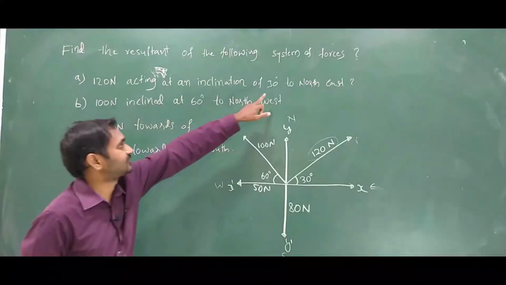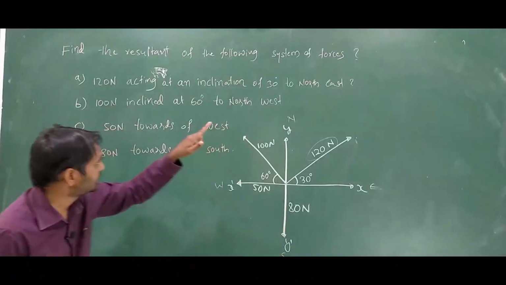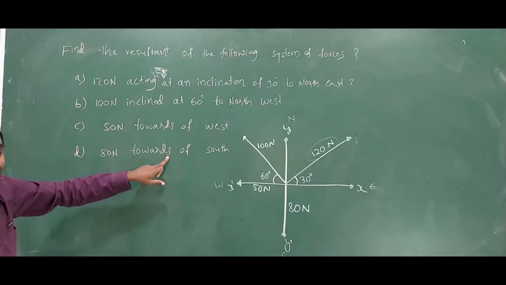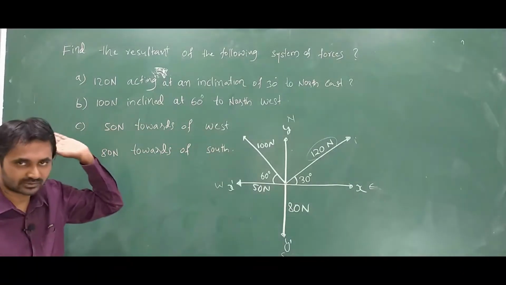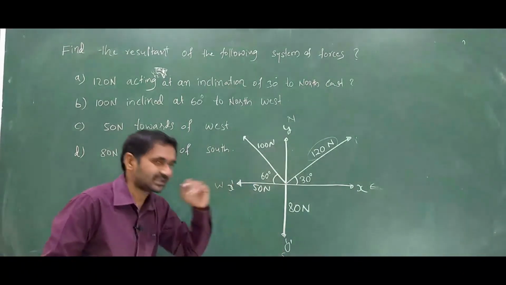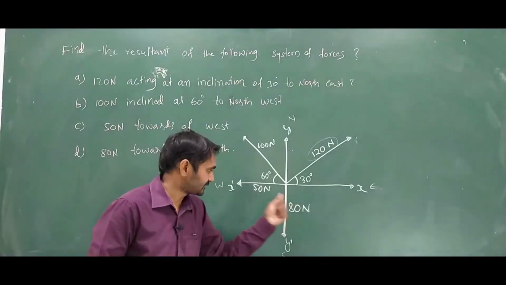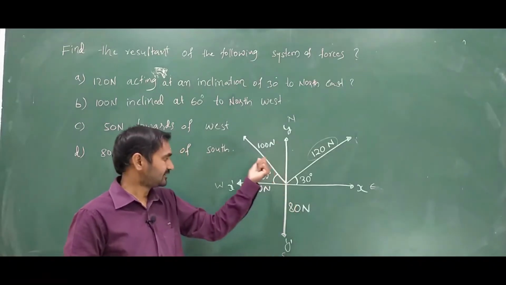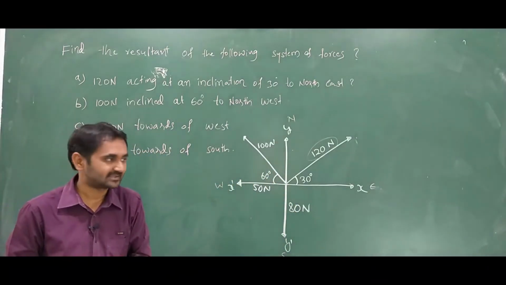Here he gave 30 degrees, you have drawn 30 degrees. Here he gave 60, you have drawn 60. Here the angles are not there, and he said 50 newtons towards west and 80 newtons towards south. It means in that direction only he is giving. So 50 newtons and 80 newtons magnitude is acting along the y dash and x dash axis.